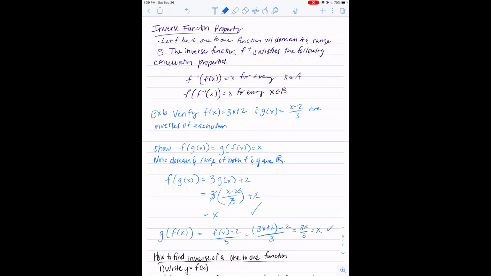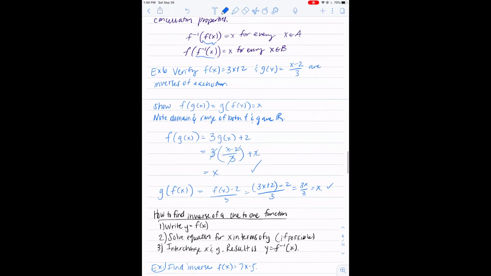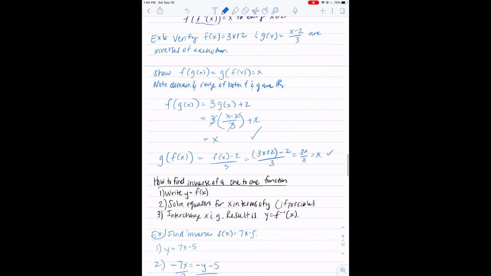So our inverse function property. Let f be a one-to-one function with domain A and range B. The function f inverse satisfies the following cancellation properties. If we plug the original function into our inverse, we should get x back for every x in A. And if we plug the inverse into our original function, we should get x back. That's a good way to check if two functions are inverses of each other. We'll do that in this example.